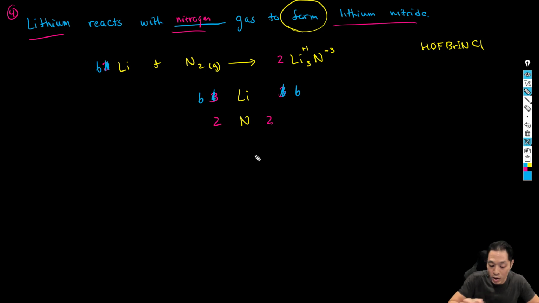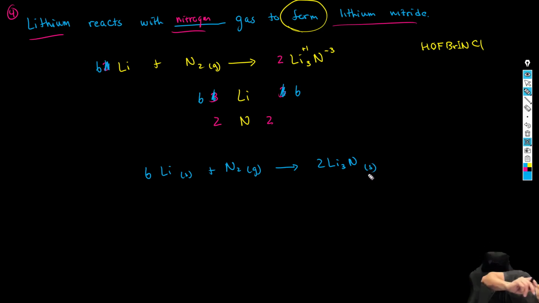So there I go. I have 6 lithiums, most likely a solid, plus N2 gas yields 2Li3N. Okay, and this should be a solid. All right, there we go. A balanced equation of the reaction for number 4.